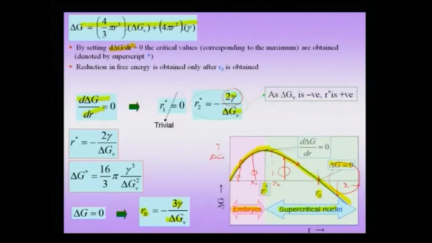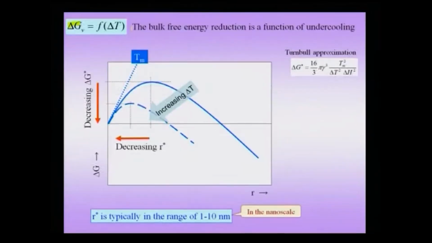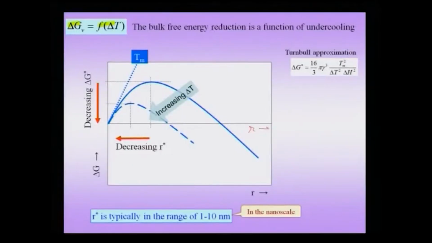Now, it is needless to say that delta G V, which is the reduction in free energy per unit volume, is a function of the undercooling, and larger the undercooling, larger the delta G V. Now, suppose I plot my delta G versus R curves. This is the previous curve which I showed you, but now for different undercoolings. If I start with a normal undercooling like this, I get a curve wherein I have a certain value of R star.